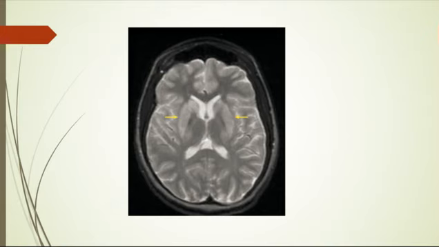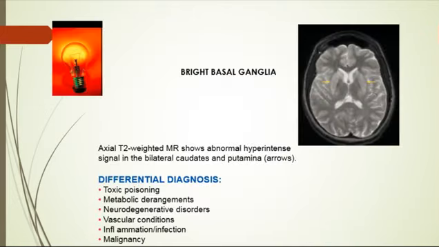So, what do you see here? Hyperintense basal ganglia. What's the name? Almost got it. It's the bright basal ganglia sign. Okay? Can anybody knows the differential? Okay. First of all, it's toxic poisoning. CO poisoning, exactly. First differential. Others include metabolic derangements and neurodegenerative disorders, vascular conditions, inflammatory diseases, infections, and malignancy.